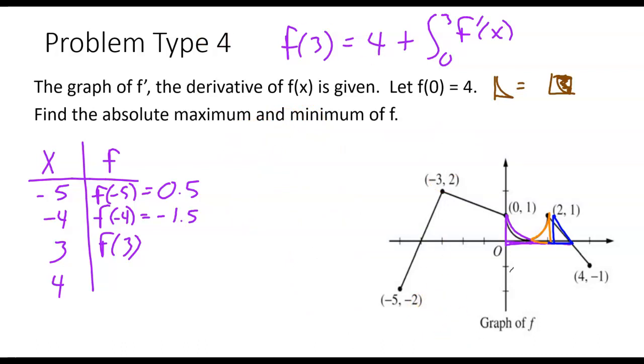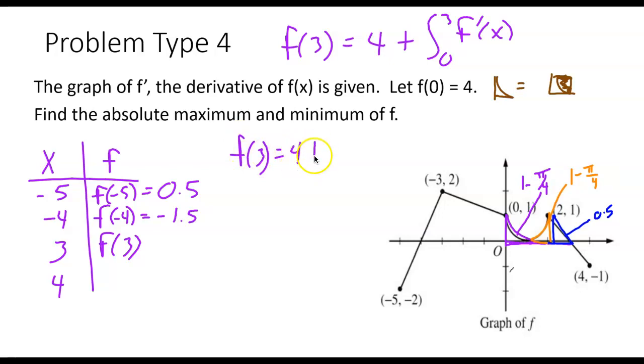So let's go ahead and label them. This purple one here is 1 minus pi over 4. The orange one here is also 1 minus pi over 4. And then the blue triangle here was 0.5, or you could just say a half. Doesn't really matter. All right, so we're ready to go ahead and calculate f of 3 then.